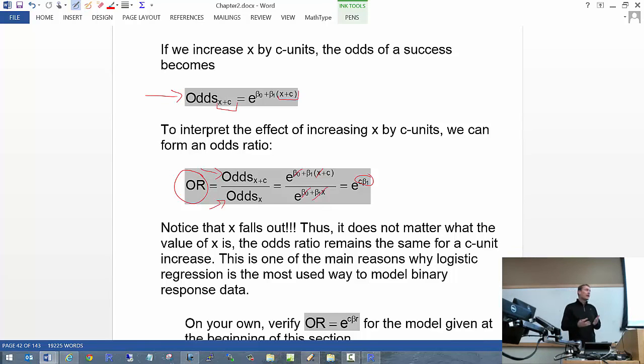This is why logistic regression is the most used model for modeling binary responses. It's because when you interpret the effect that an explanatory variable has on the model, you can use these odds ratios, and the actual, let's say, value of X falls out. And it's only dependent upon how much you are increasing X by. Really cool. As you can see, I was kind of excited when I was writing this, and I put 3 exclamation marks there.